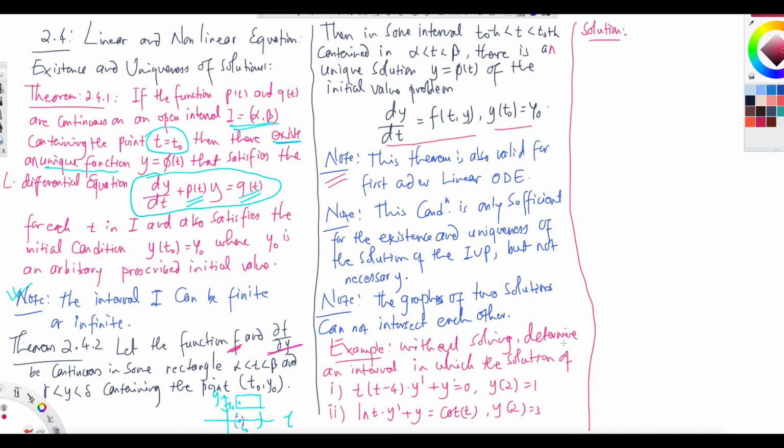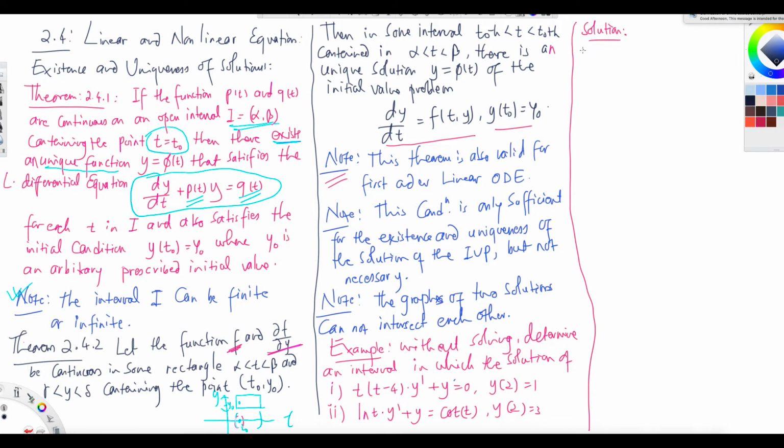Without solving, determine an interval in which the solution of t(t minus 4) y prime plus y equals 0, y(2) equals 1, exists. And the second problem is natural log of t times y prime plus y equals cotangent t, where the initial condition is y(2) equals 3. So these are the initial value problems. Let us do the first one.